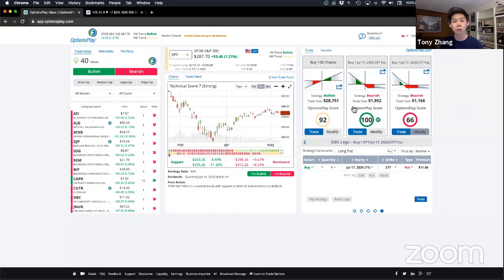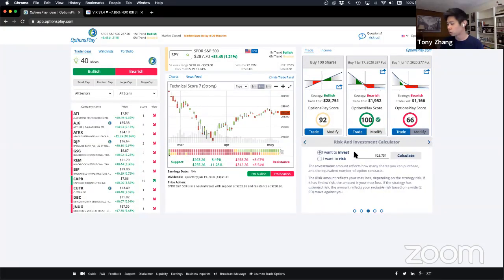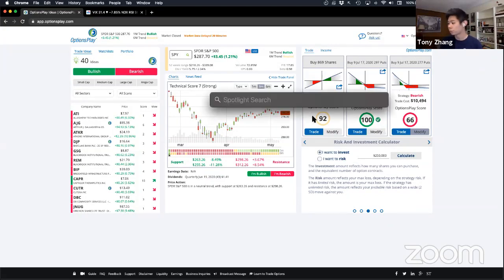Now, to make this a little bit more real, we're going to use our risk and investment calculator. We're going to type in how large your actual portfolio is. So let's just say, for example, I have a $250,000 portfolio. And what this does is it automatically calculates the number of shares to mimic a $250,000 portfolio. And at the same time, it calculates how many contracts I need to purchase to hedge my $250,000 portfolio. So here, the comprehensive insurance costs $17,000. The catastrophic insurance costs only $10,000 on my $250,000 portfolio.